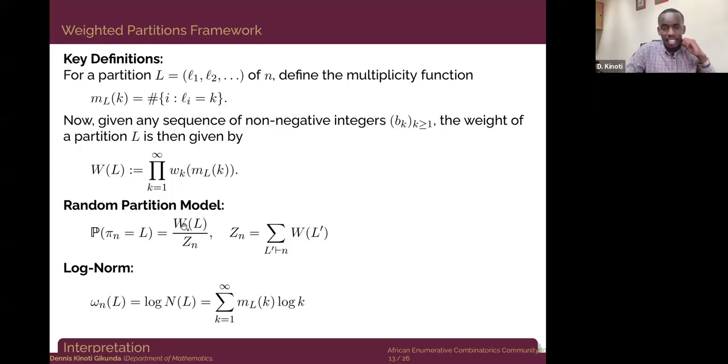Next, we have the random partition model. Remember, our partitions are very random. And here, the probability of the partition L is basically given by the weight divided by the total weight over partitions of n. And now the log of our norm, I have given it as omega n of L, but in some instances, I'll just denote it as omega n.